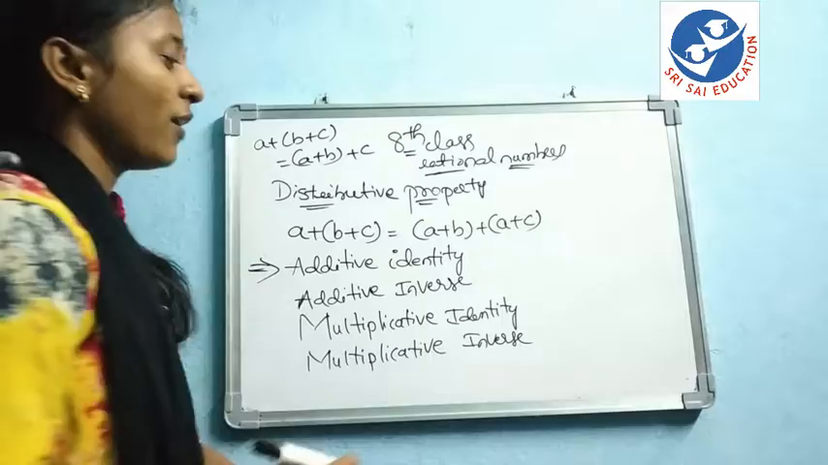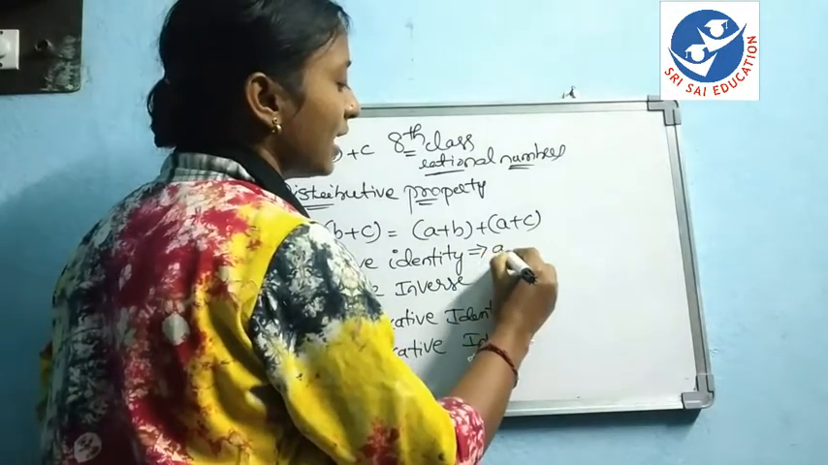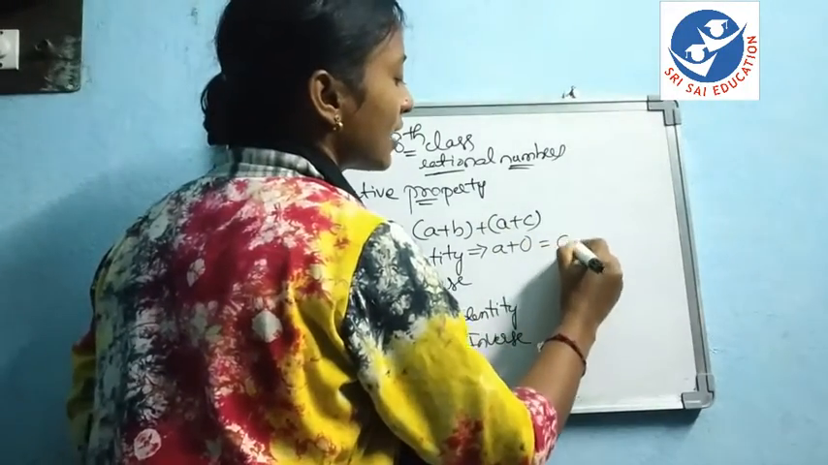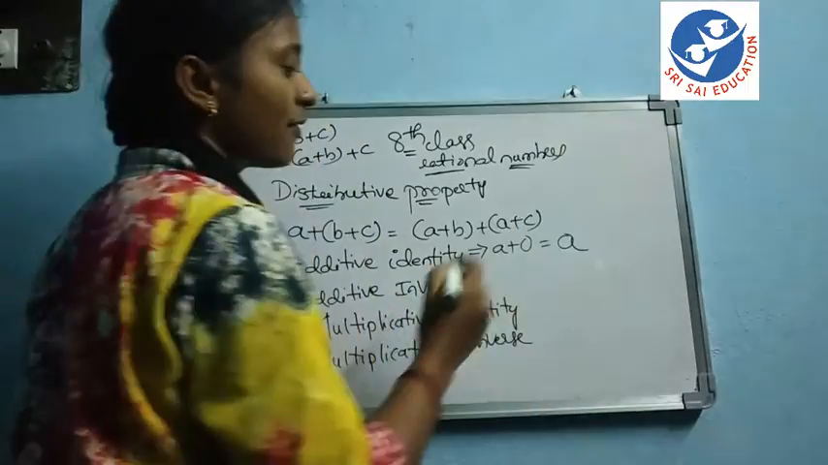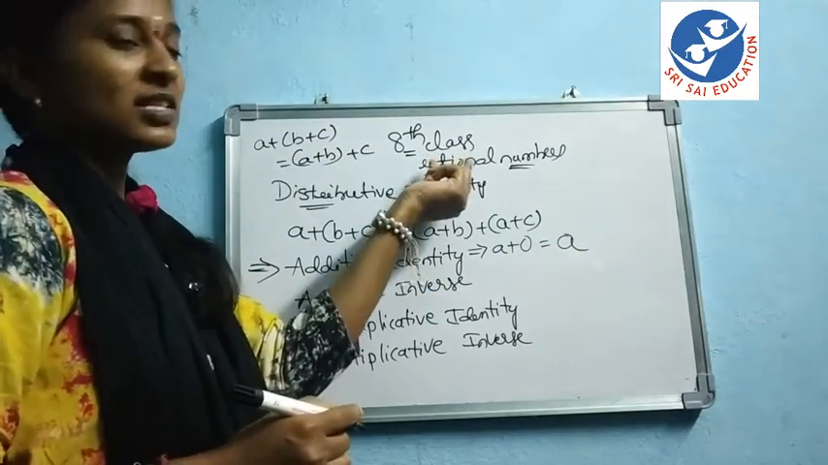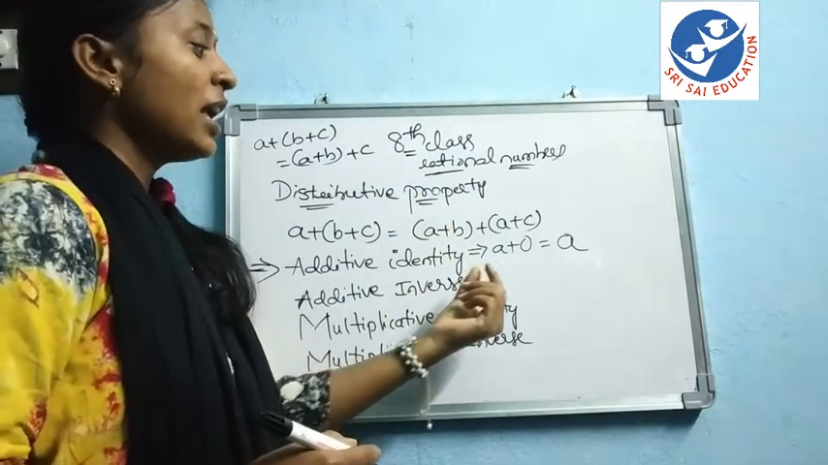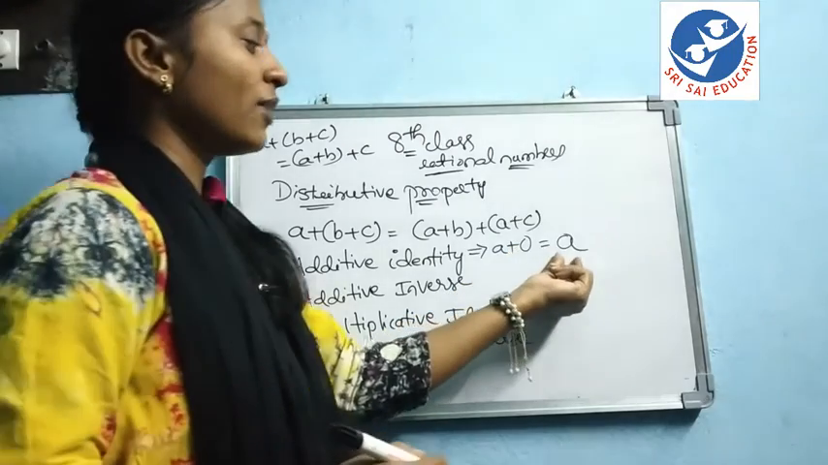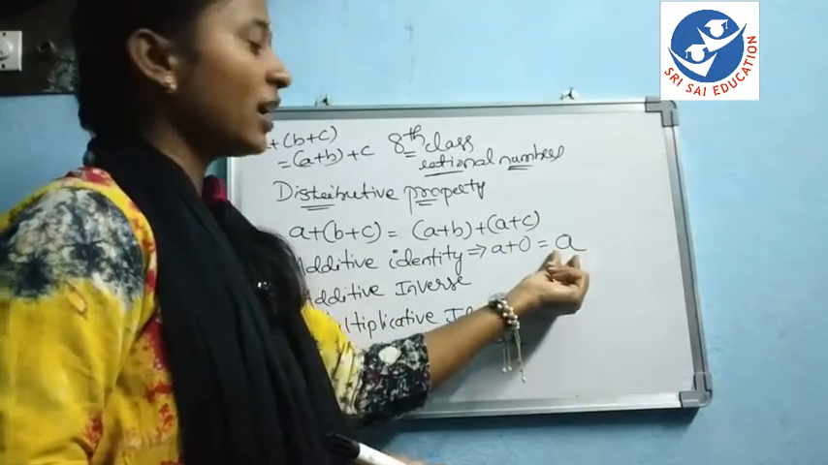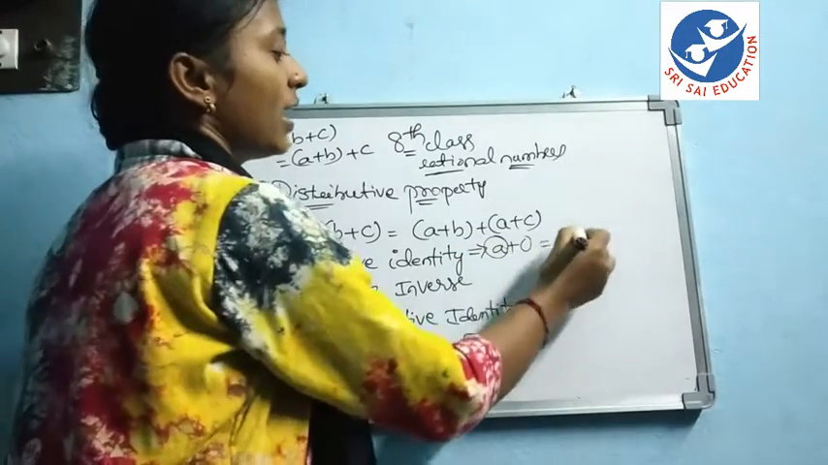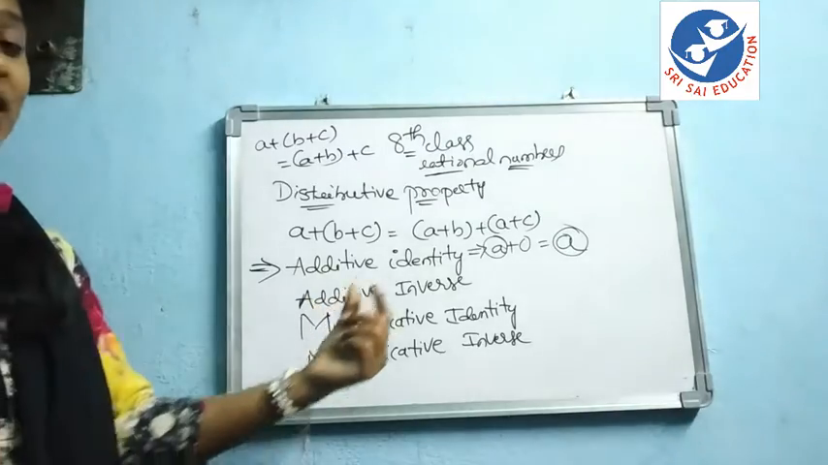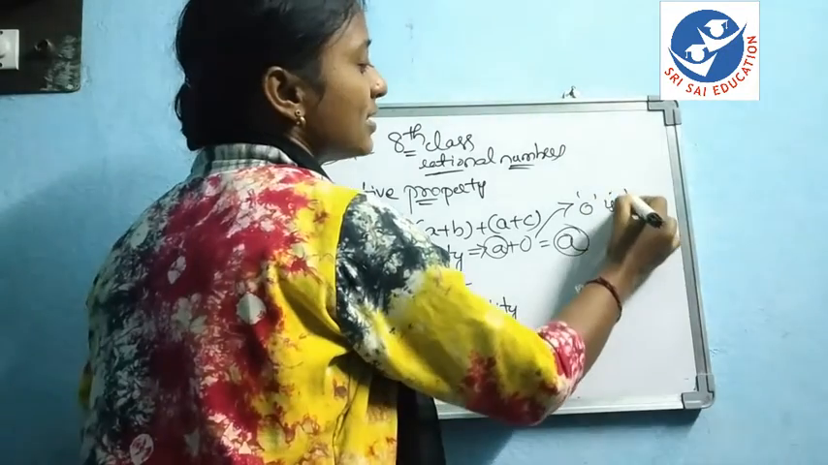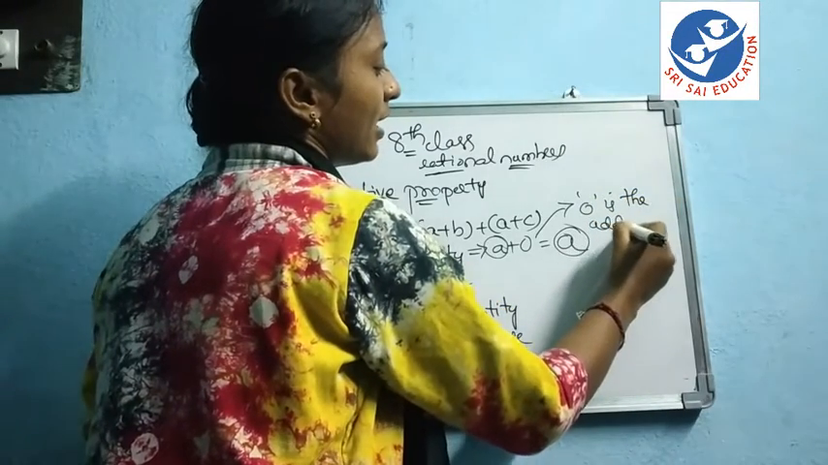What is additive identity? When a number is added with 0, we get the same number, it remains the same. In this, we take a rational number. If we add any rational number to 0, then we get the same rational number. That is a. That is additive identity. In this, 0 is the additive identity.